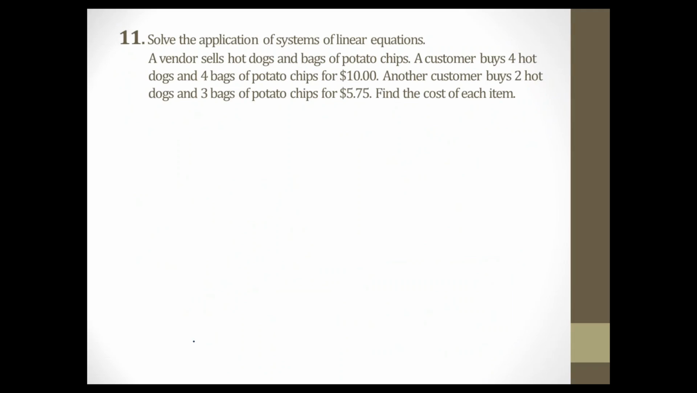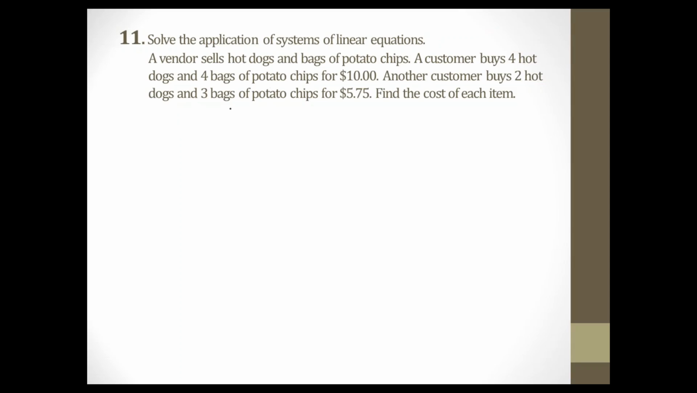All right. Okay, let's go to problem number 11. This is a word problem and it says solve the application of systems of linear equations. So now we're going to apply what Professor Fossett had showed you in 2 different problems previously. So it says a vendor sells hot dogs and bags of potato chips. A customer buys 4 hot dogs and 4 bags of potato chips for $10, and then another customer buys 2 hot dogs and 3 bags of potato chips for $5.75. And we need to find the cost of each of these 2 items.